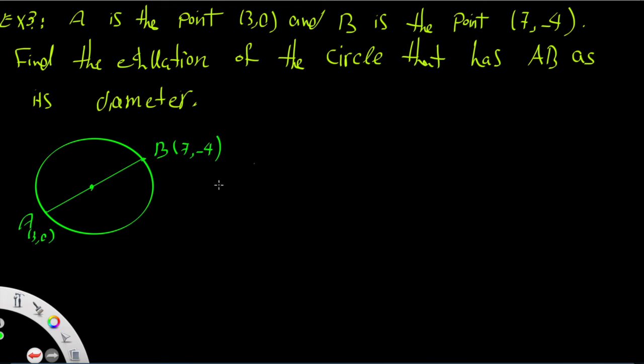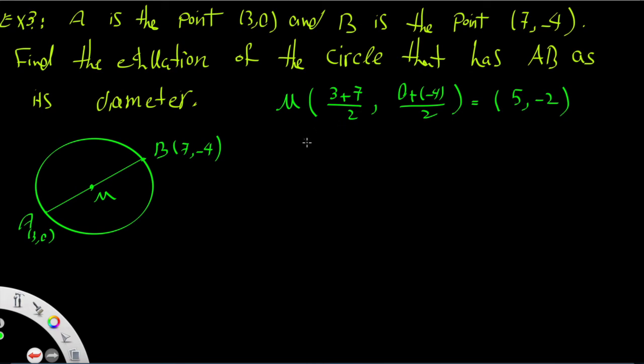Now, in order to write the equation of the circle, we need to have the center first. So if it is a diameter, the center is the midpoint of AB. So I first find the midpoint of AB, which is actually the center of the circle. So it will be 3 plus 7 divided by 2 as x coordinate, and 0 and negative 4 divided by 2 as y coordinate. So it will be 5 and negative 2. So the center of the circle will be 5 and negative 2.